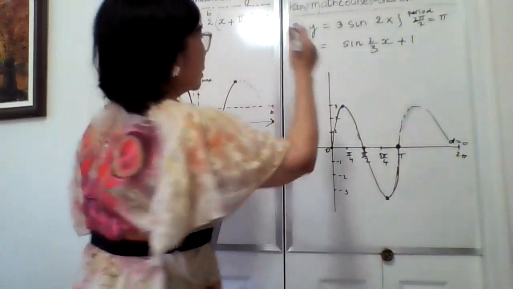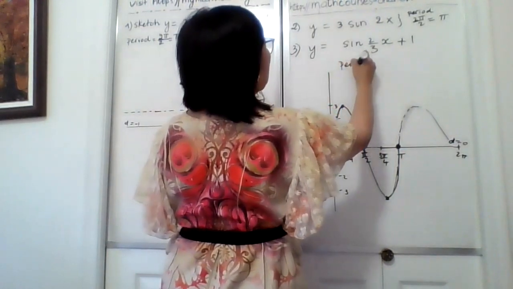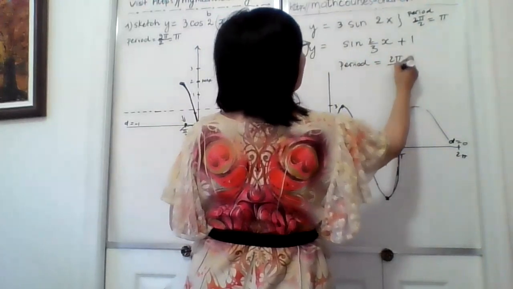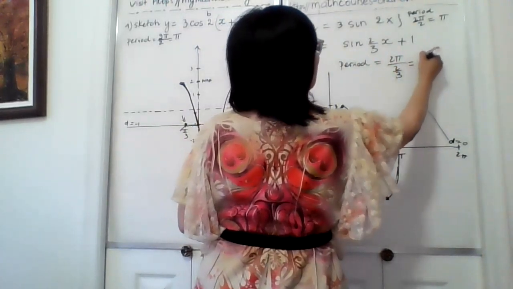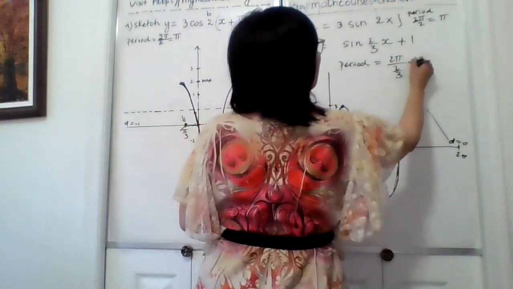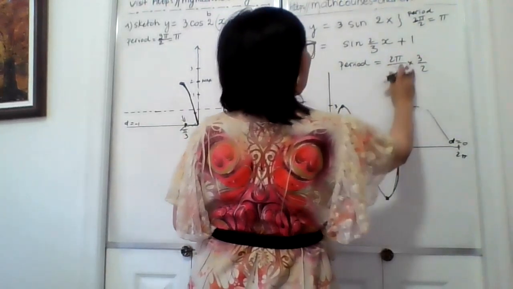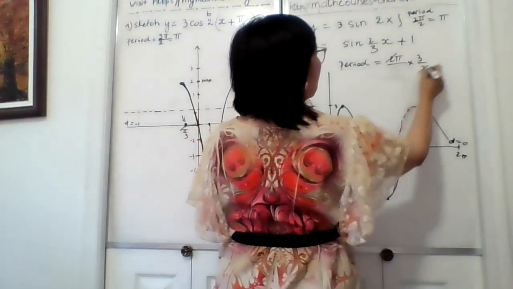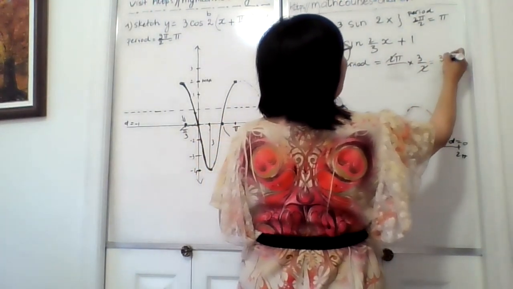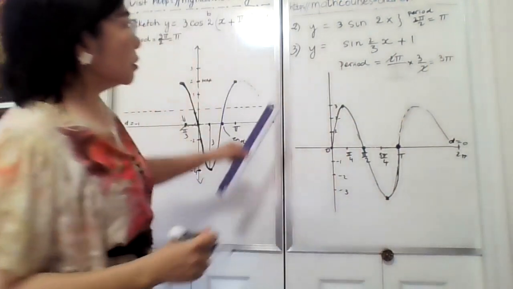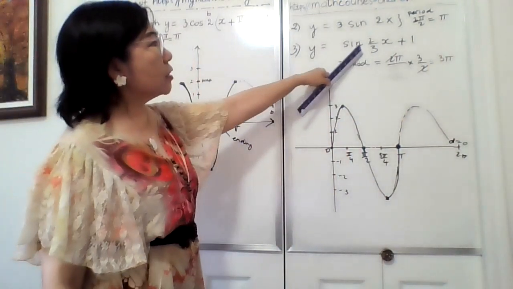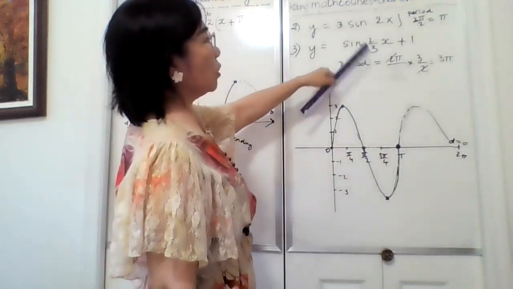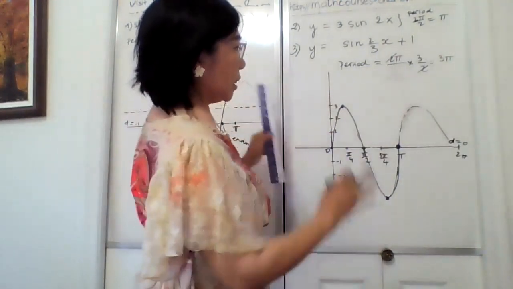Now we're going to do this one, right? Sine 2 over 3 x. So let's calculate the period of number 3 here. Period equals 2 pi divided by 2 over 3, which equals 2 pi times 3 over 2, right? Dividing means multiplying by the function upside down. So 2 cancels with 2, and we're left with 3 pi. So for number 3, the period is stretching, right? Because the factor 2 over 3 makes it become 3 pi.